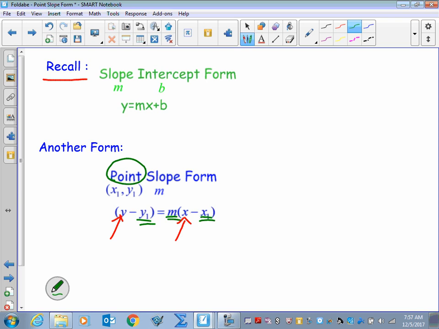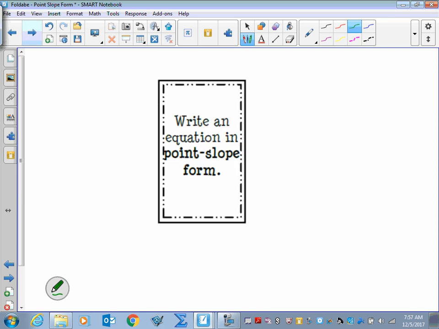Okay. Point-slope form is a lot easier, and you're going to see too than probably slope-intercept form, because you don't have to solve for anything. You don't have to solve for b. You don't have to do that. Okay. All right. So let's get started.